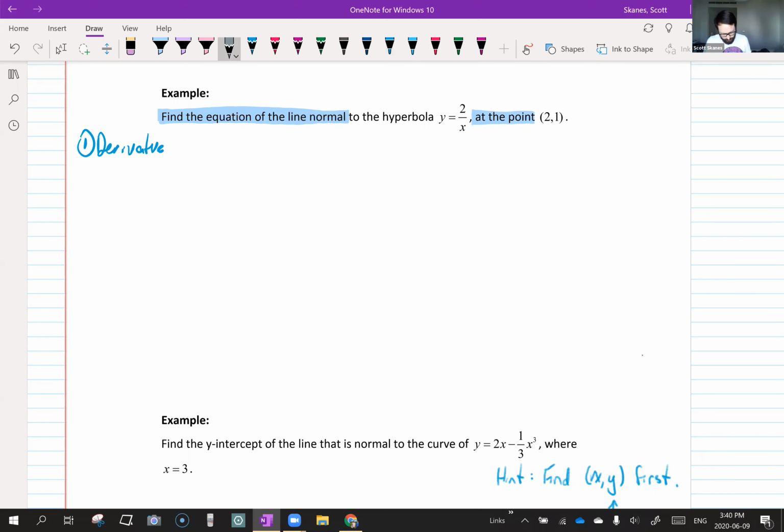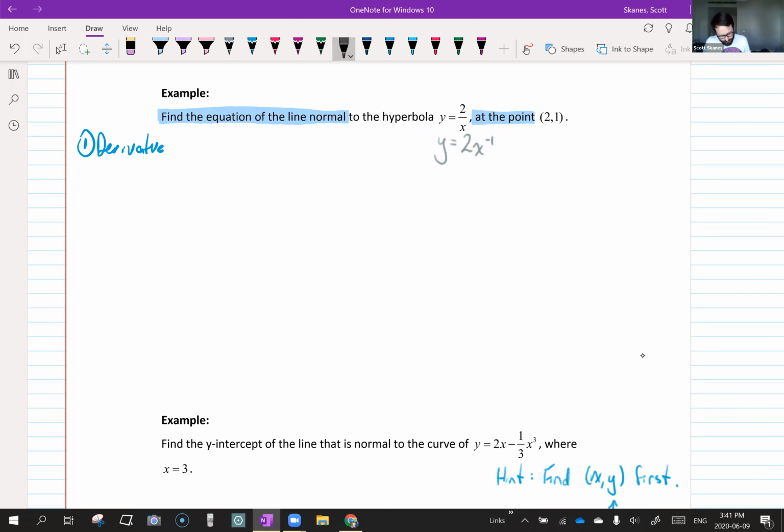Well, first things first, I should definitely rewrite this. What's it going to be? Basic skill. How do I change that into power form? I keep the 2. I bring the x up. Make it 2x to the negative 1. All right, fundamental skill to change that form.